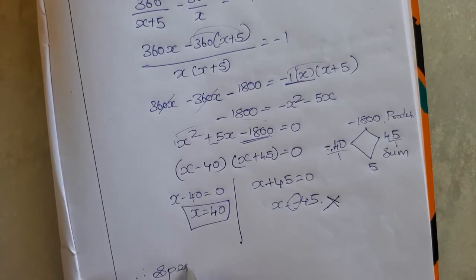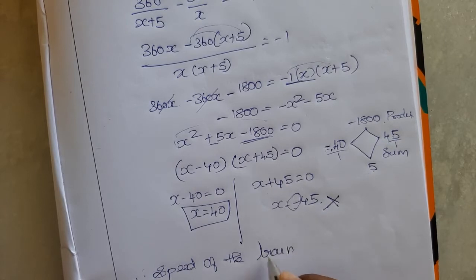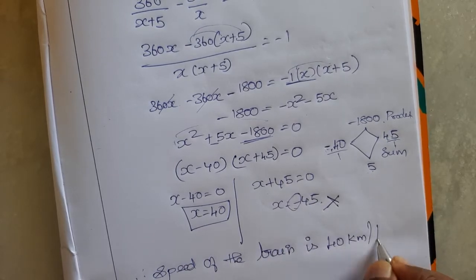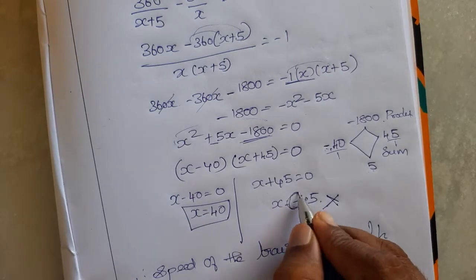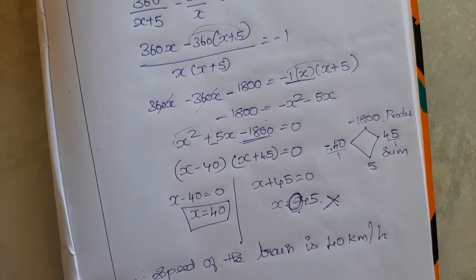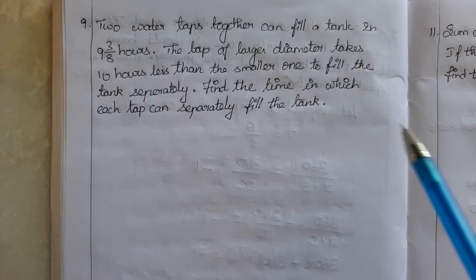Therefore, speed of the train is 40 km per hour. This we neglected since it is negative. So speed can't be negative. So here we go for the next word problem.